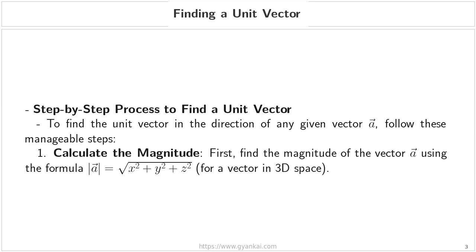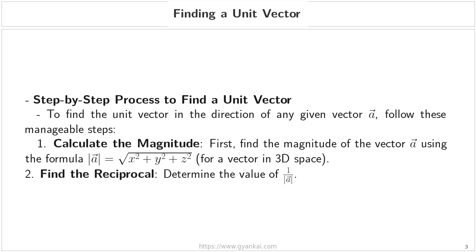Step 1. Calculate the magnitude. Before we can scale the vector down, we need to know its current length. You'll do this by finding the magnitude of the vector, which we denote as the magnitude of a. To do this, use the formula, the square root of x squared plus y squared plus z squared. This works perfectly for vectors in 3-dimensional space.